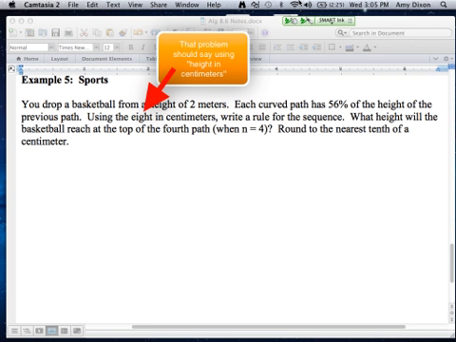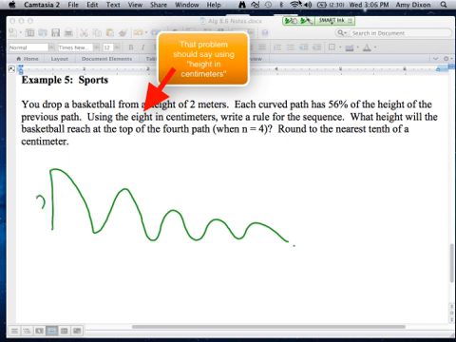All right, so what's happening here is we have a basketball that gets dropped, okay? And then with each pass, it gets a little bit smaller in height, okay? And each time, it's 56% the height of the previous path, all right? So what we do is we start with our starting height of 2 meters because we drop it from 2 meters. So this first number in the sequence is a 2. We want to find out what the height is in each of these other numbers.